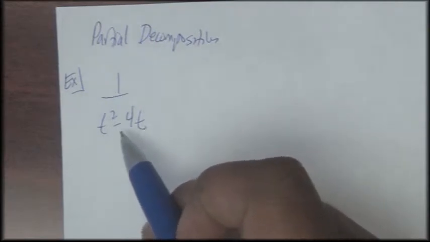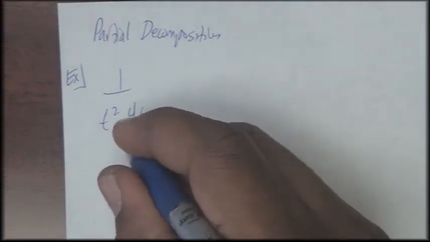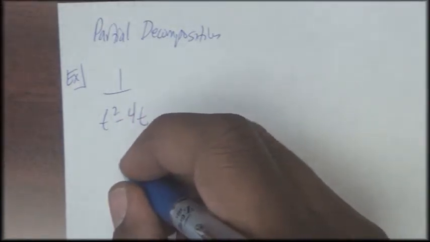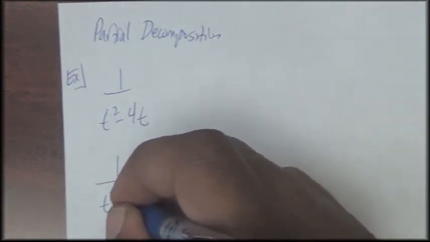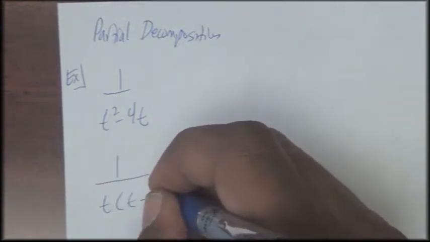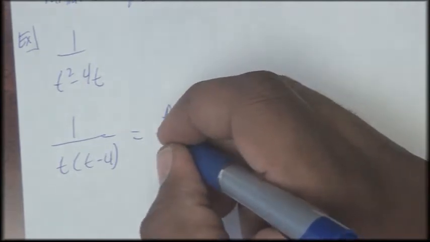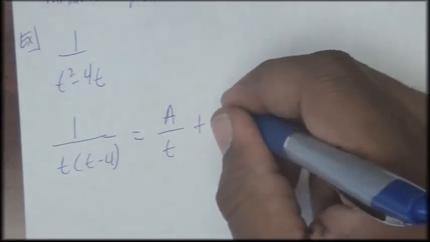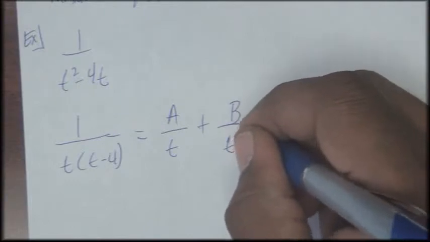And the first thing I'll do in order to find the partial decomposition is I'll factor the denominator. So I'm going to rewrite 1 over t squared minus 4t as 1 over t times the quantity t minus 4. And I'm going to write this as A over my first factor t plus B over the second factor in my denominator, which is t minus 4.